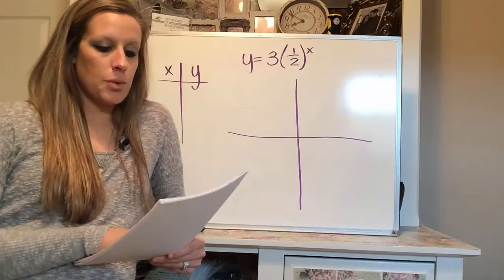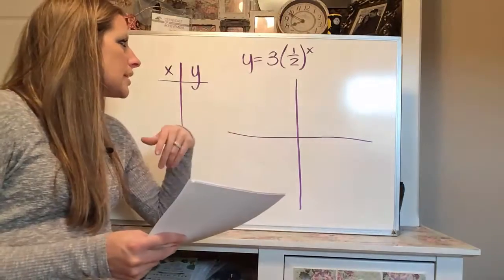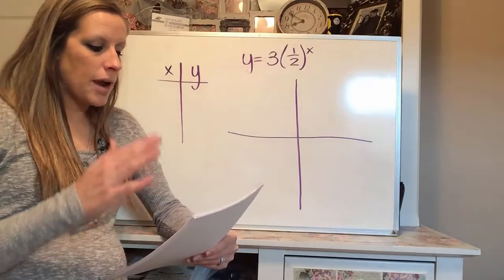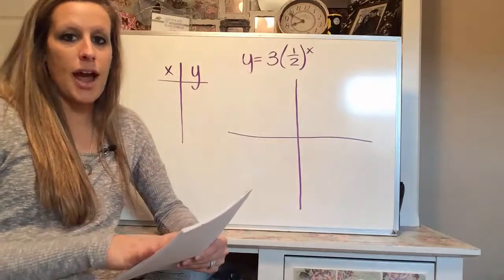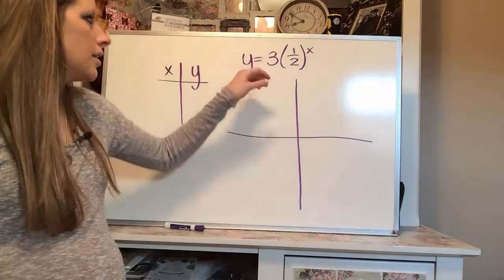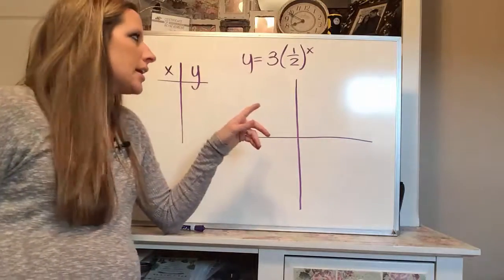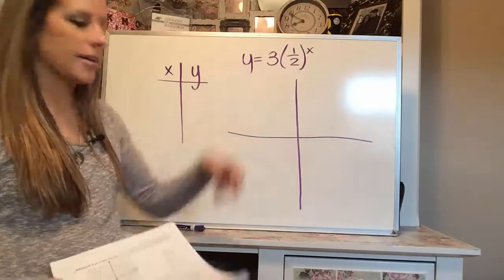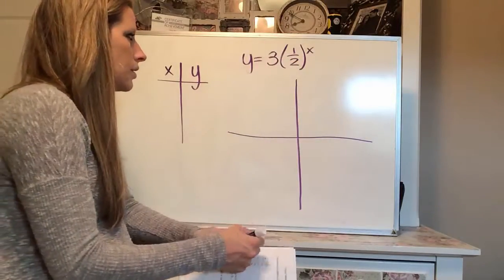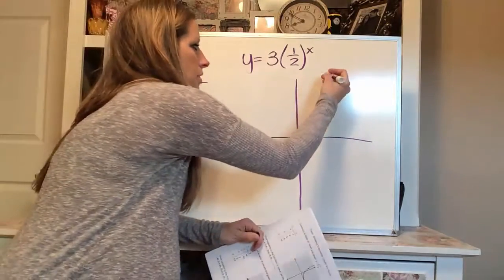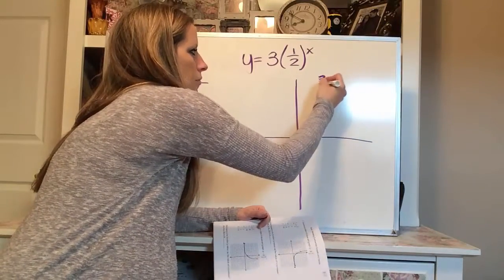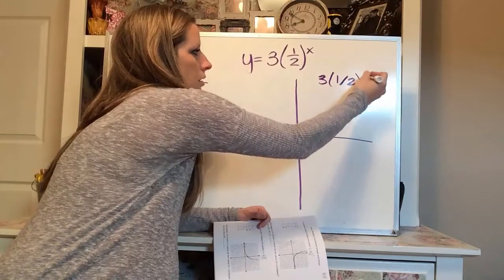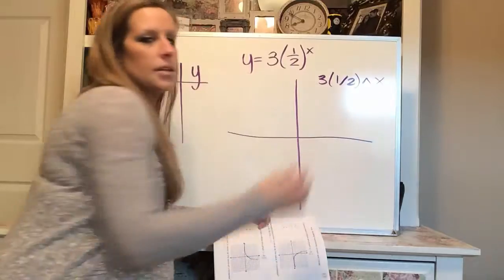So let's start with number 1. We have y equals 3 times 1/2 to the x power, and we're going to write a table for it and we're going to graph it. So let's go to our calculator, go to y equals, put in 3 parentheses 1/2 and then caret x. Okay, so it should be 3 parentheses 1 divided by 2 caret x in your calculator.